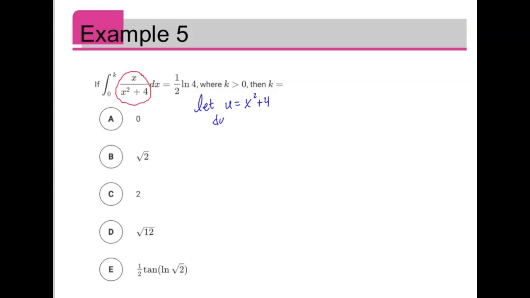Then what's the derivative? du/dx is 2x. Multiply over the dx, we get 2x dx. Do we have that left over? So we're replacing just the denominator with u. What do we have left over? We have x dx, right? So then I just want to divide the 2 over to be with du, so half du equals x dx.